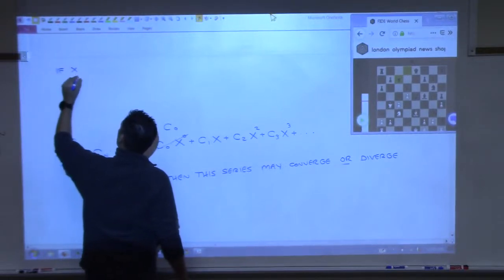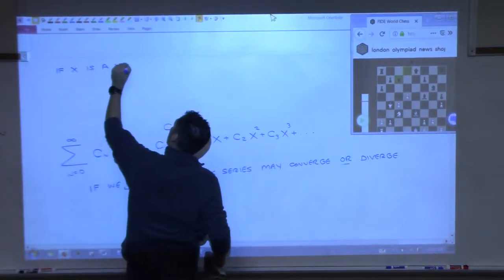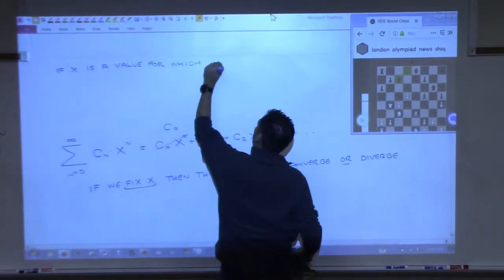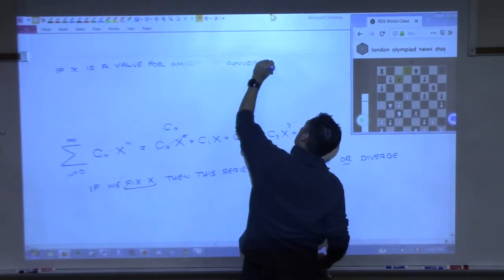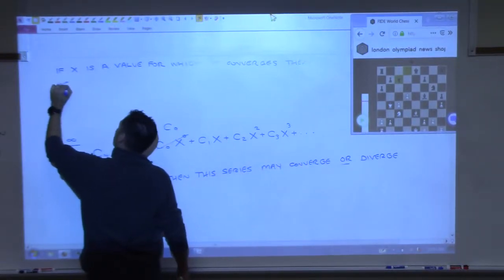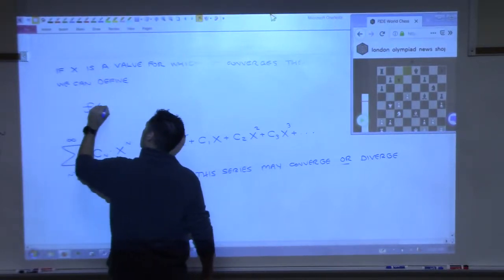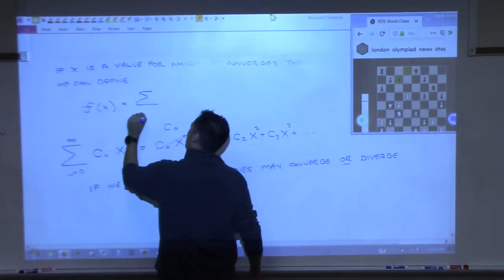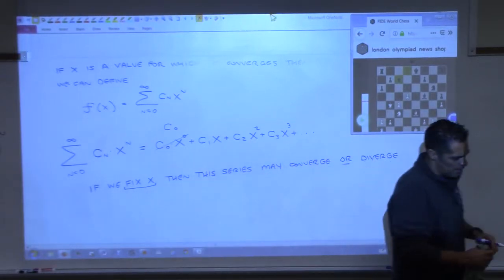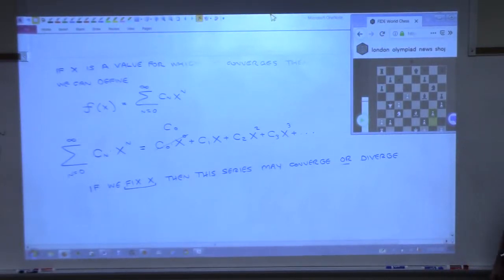If x is a value for which it converges, then we can define f of x to be equal to the sum n equals 0 to infinity c sub n x to the n. Okay, what the heck just happened?